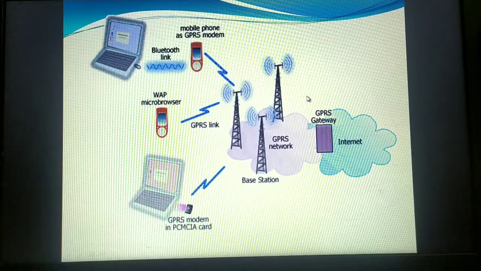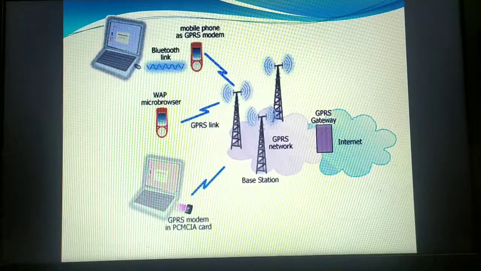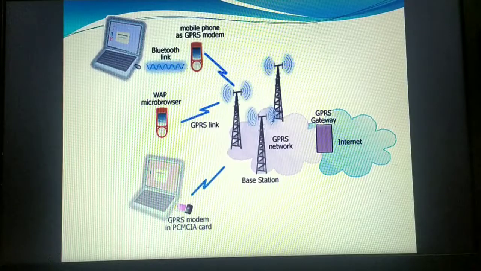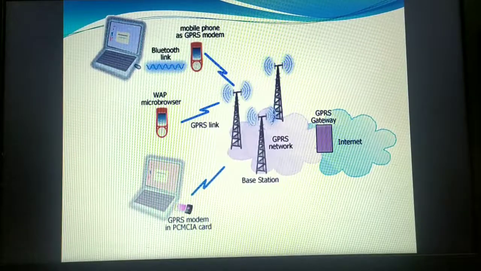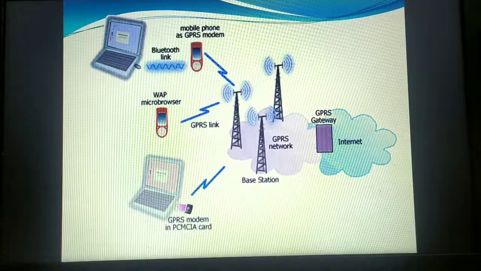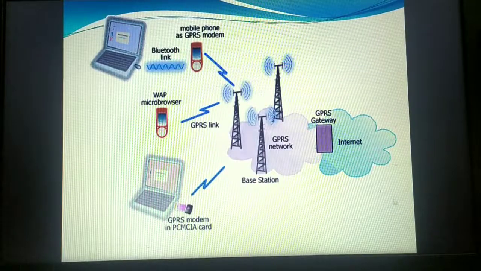Because the data transfer rate provided with GPRS is very high, almost 56 kilobits per second to 114 kilobits per second. That is the reason we are using the GPRS network. Now this GPRS is a packet based wireless communication service that provides the connection to the internet for mobile phone users or computer users.